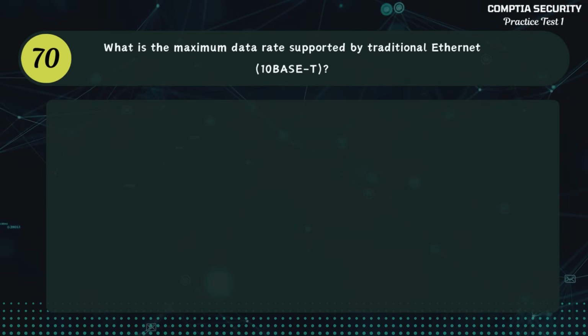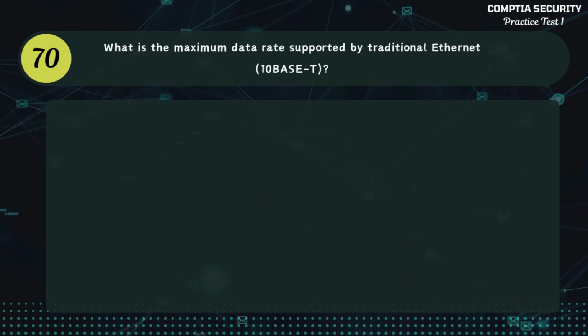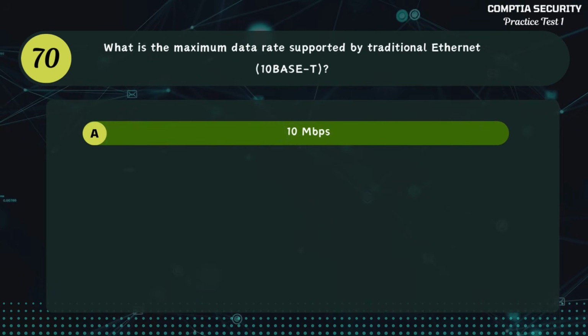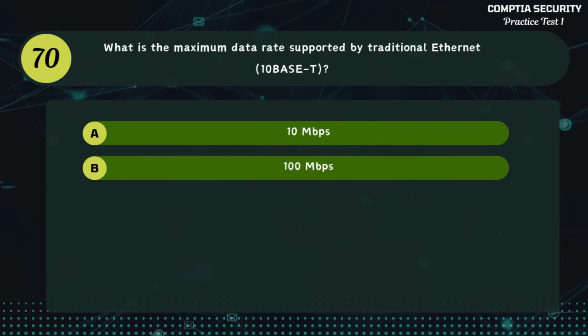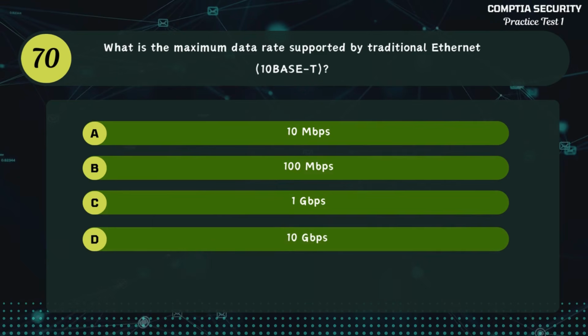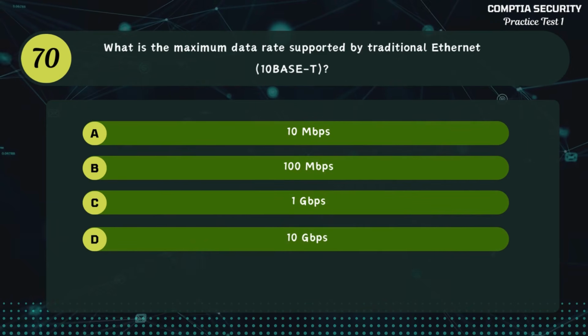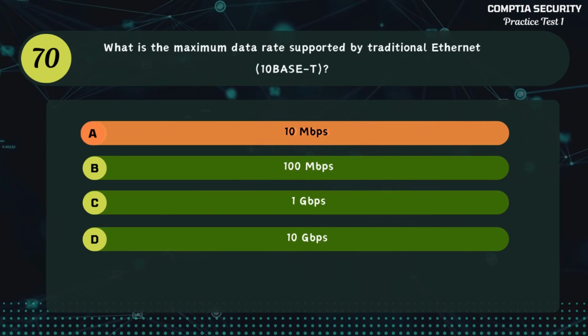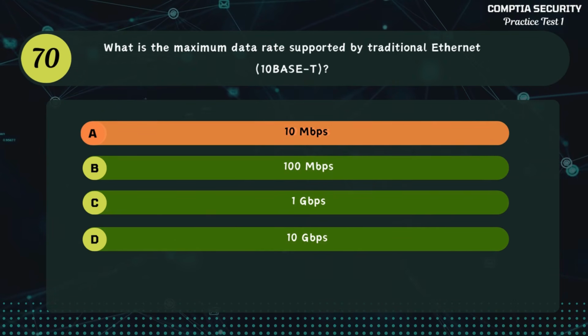Question 70. What is the maximum data rate supported by traditional Ethernet? 10BaseT. A. 10 megabits per second. B. 100 megabits per second. C. 1 gigabit per second. D. 10 gigabits per second. Correct answer A. 10 megabits per second.